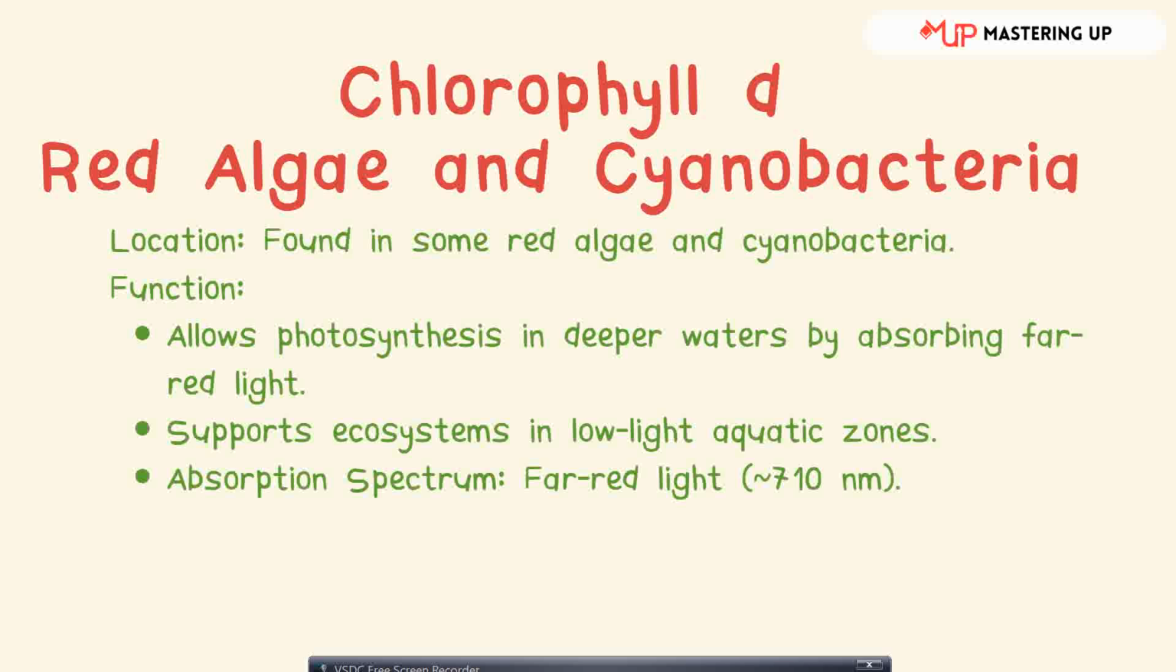So this chlorophyll D is also present in the aquatic ecosystem, but mainly it is present in very deep waters, where the light is very much less compared to the upper portions of the water and the land. So here it allows photosynthesis in deeper waters by absorbing far red light, and supports ecosystems in low light aquatic zones. So this chlorophyll D supports the ecosystem in the deep areas. Now the absorption spectrum is far red light, that is about 710 nanometer.